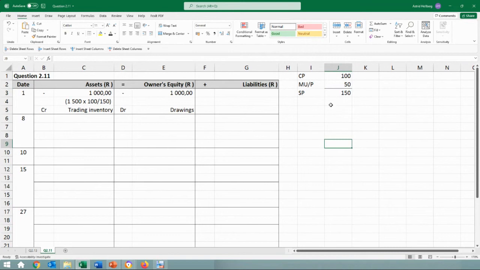So we had the sales value, we had this one, and I wanted the cost price. So at the top, I would have multiplied with 100. So what do I want? I want to calculate the cost price, and I divide it by what do I have? I have the sales price of 150. And that's how you calculate the cost for the amount he took out of the business.